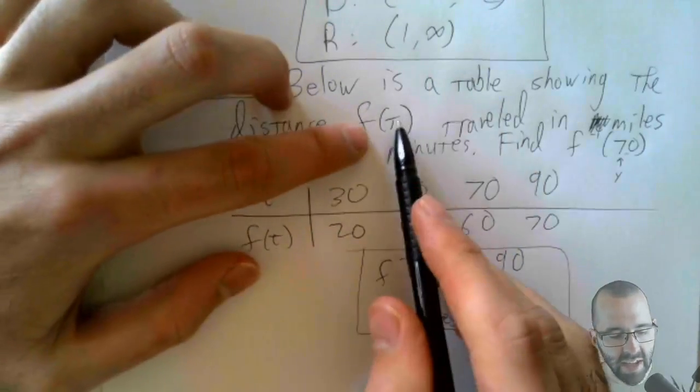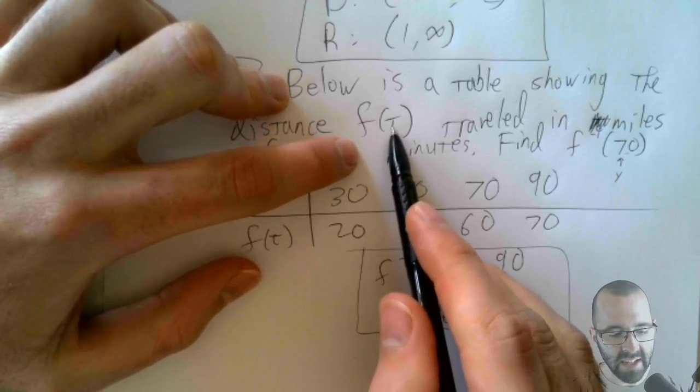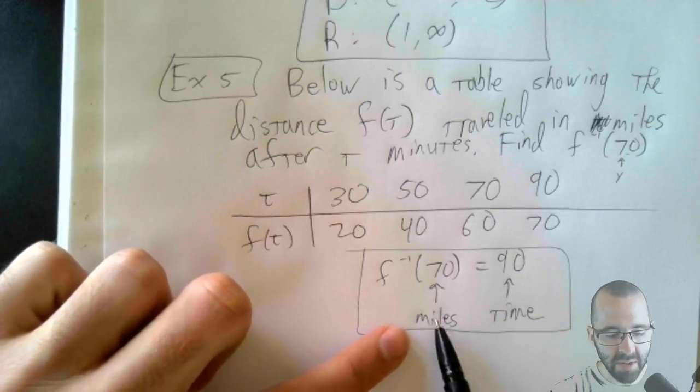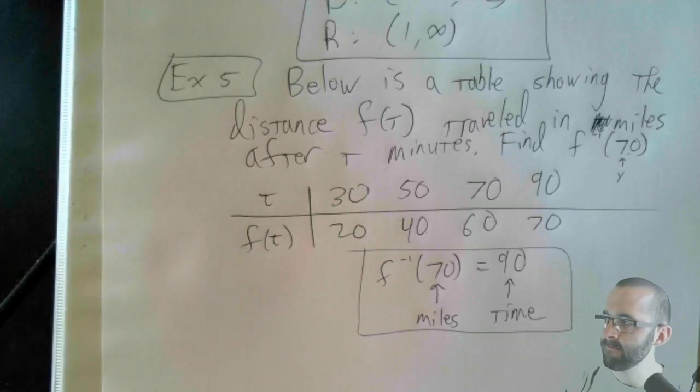Because remember, f of t, over here the inside is the time and the outside's the miles. But inverses have it flipped, where the inside's the miles, the outside's the t.